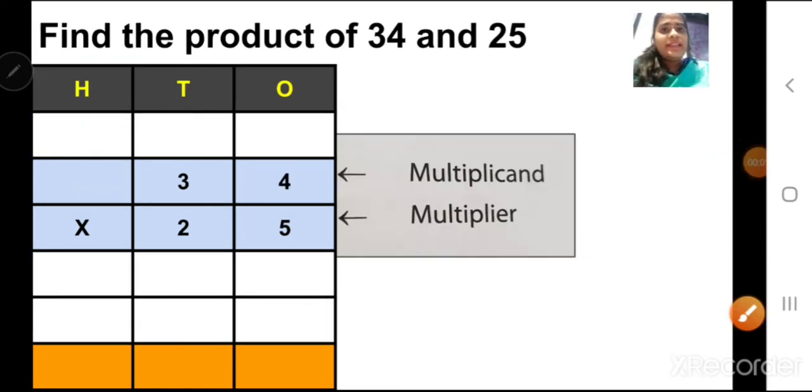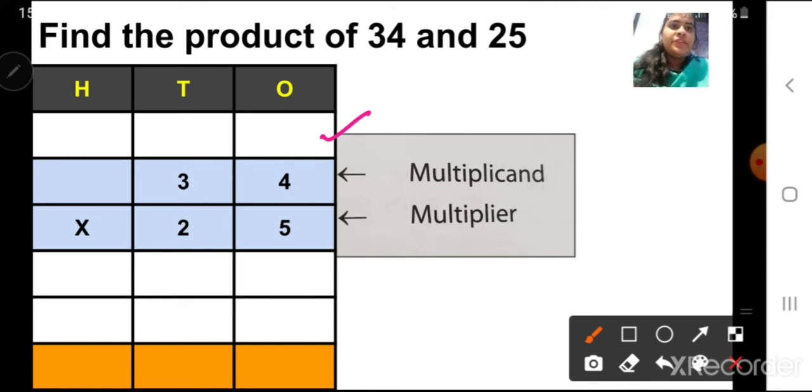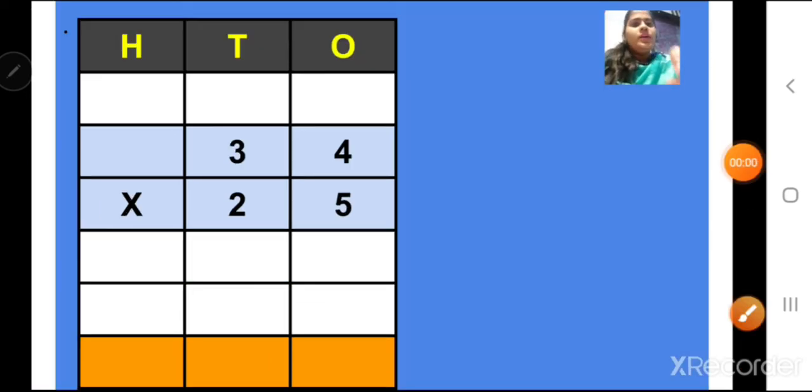Children, now look at this example. Find the product of 34 and 25. First draw the columns, write the place values: ones, tens, hundreds, then leave one line for the carry over here like this, and then write the numbers. 34 is our multiplicand and 25 is our multiplier. So let us multiply. First we will multiply the number 34 with the number 5.